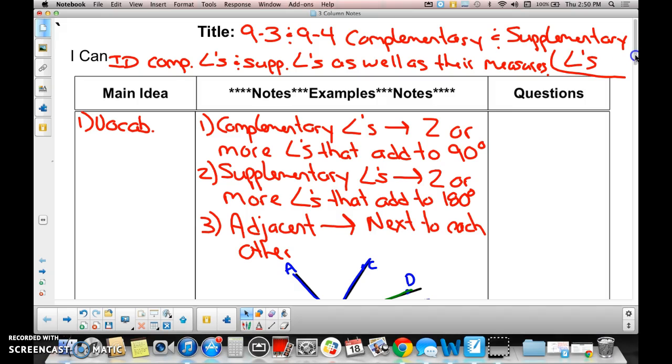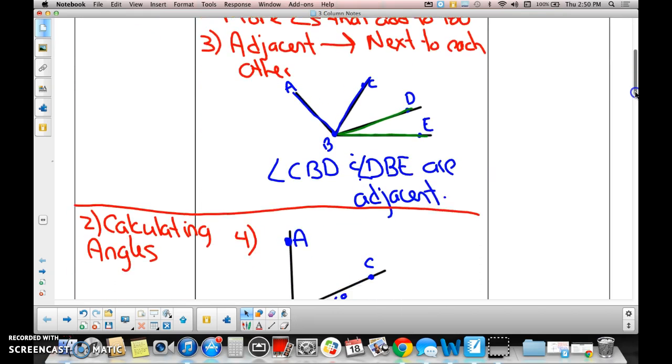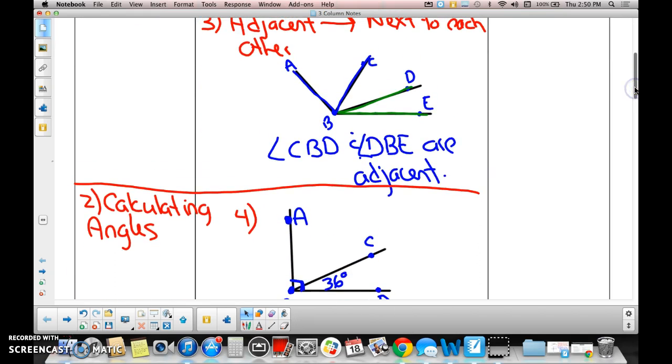If angles are touching, what would they be called? Adjacent angles. They would be next to one another or touching. And what should be touching? Their sides or their vertex in order to be considered adjacent? Sides or vertex? So DBE.